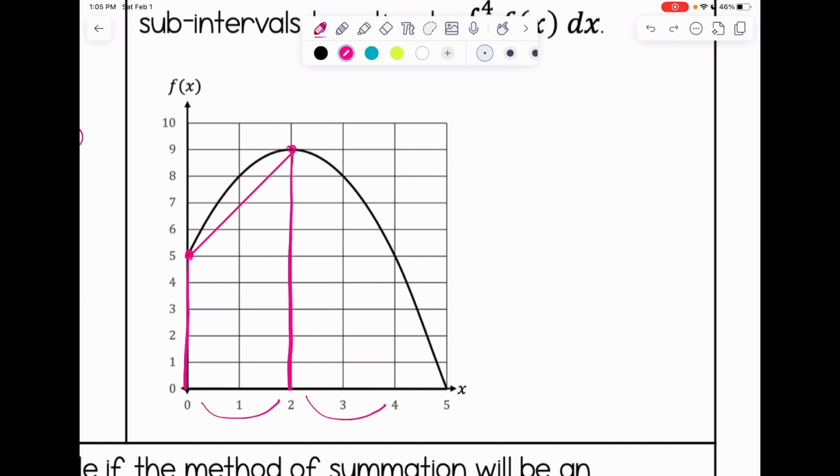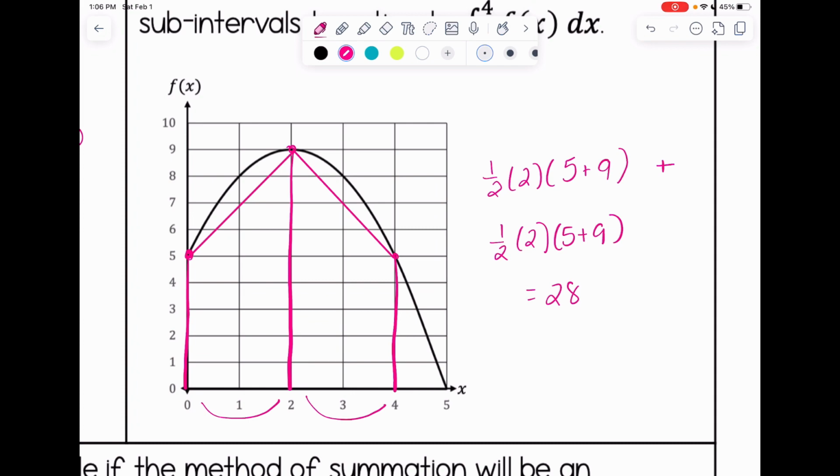All right, so now we're going to draw the trapezoid from 2 to 4. I already have f of 2 plotted, so I'm going to plot f of 4, and then I'm going to connect those. And you can see how I have two trapezoids. So the leftmost trapezoid is 1/2 times 2 times 5 plus 9 for our base 1 plus base 2. We're going to add that to the area of the second trapezoid, so 1/2, 2. And then it's going to be our same numbers, 5 and 9, or 9 plus 5, either way is fine. And we can estimate our area is 28.